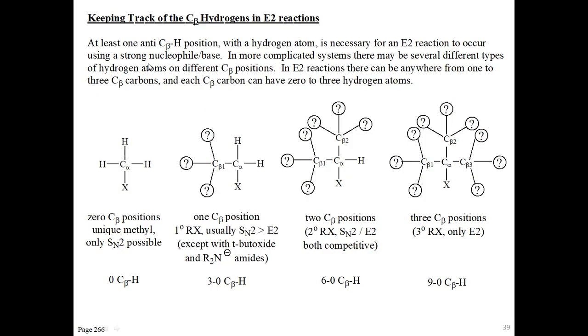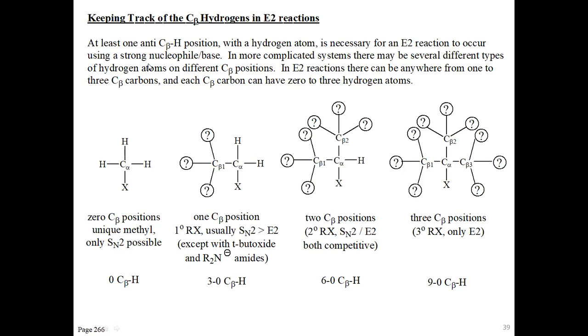Now we're going to look at the E2 reaction in a more systematic way. We've just been talking about the anti-C beta H and C alpha X, but there can be a whole lot of anti-C beta H's, so we're going to take a look at that. If we had a methyl group, methyl X, so bromomethane, we can't do an E2. You have to have two carbons to do an E2. All we can do here with a strong base nucleophile is SN2. However, if we go to one C beta carbon, there are three additional sites here. They could all be hydrogen, or two of them could be hydrogen, or one of them could be a hydrogen. And in those cases, we could do an E2 reaction.